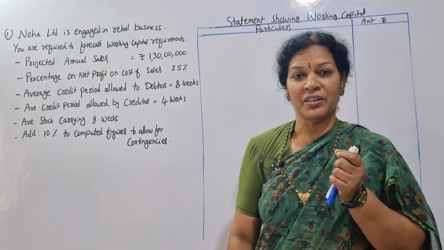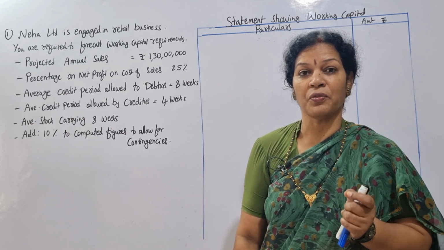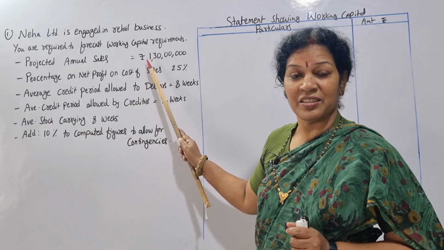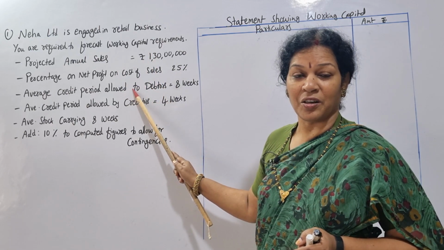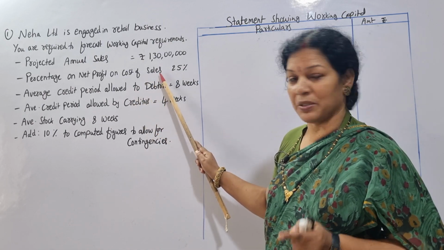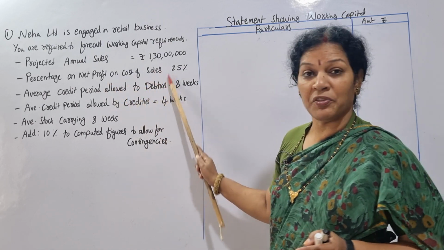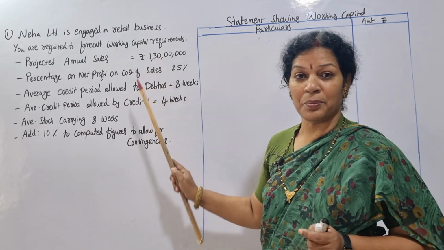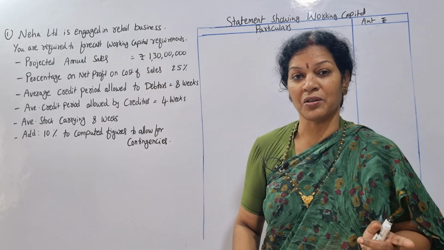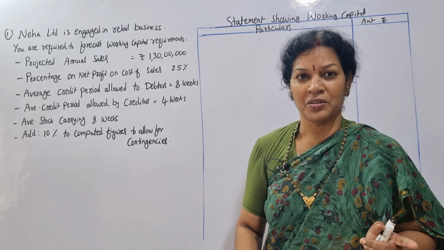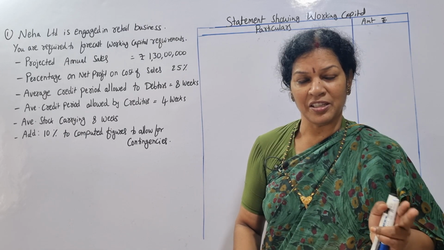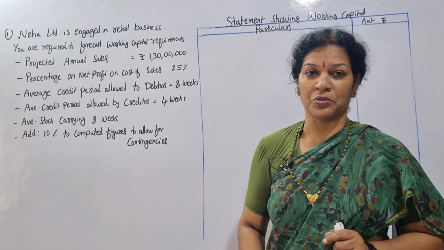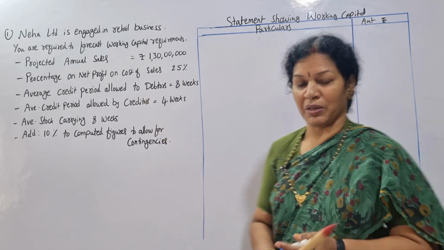Always remember, we need to calculate first the cost of goods sold. So these are sales. This is gross profit. Gross profit is 25%. Sorry, net profit. Net profit is 25% on sales. Sales minus net profit is equal to cost of goods sold. Do you know this formula? Sales minus net profit is equal to cost of goods sold. So that we will work out first.